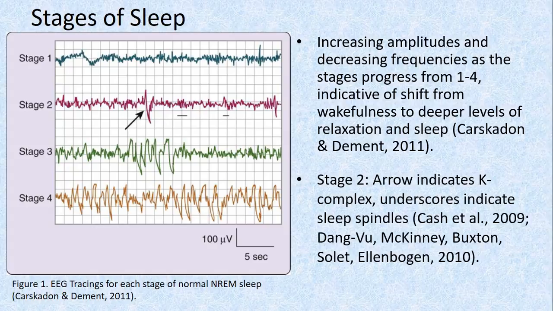Of interest in stage 2 is the arrow pointing to an abnormally high amplitude wave, which represents a K-complex, and the underlined areas that look like wave compression, which are sleep spindles. These anomalies in the wave pattern are proposed to suppress potential wakeful stimuli, as well as enhance memory consolidation and motor skill acquisition.